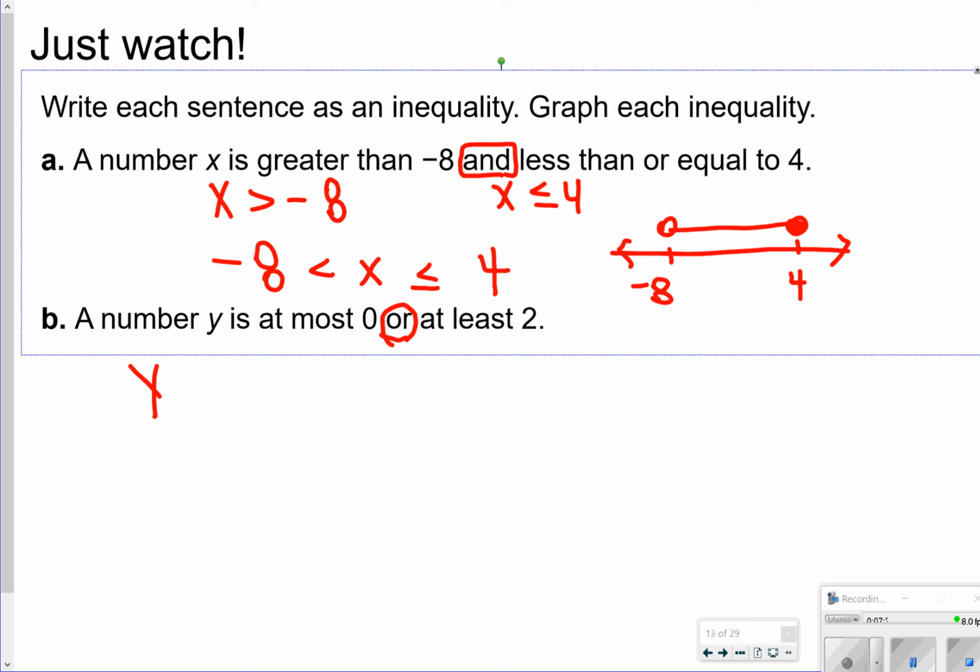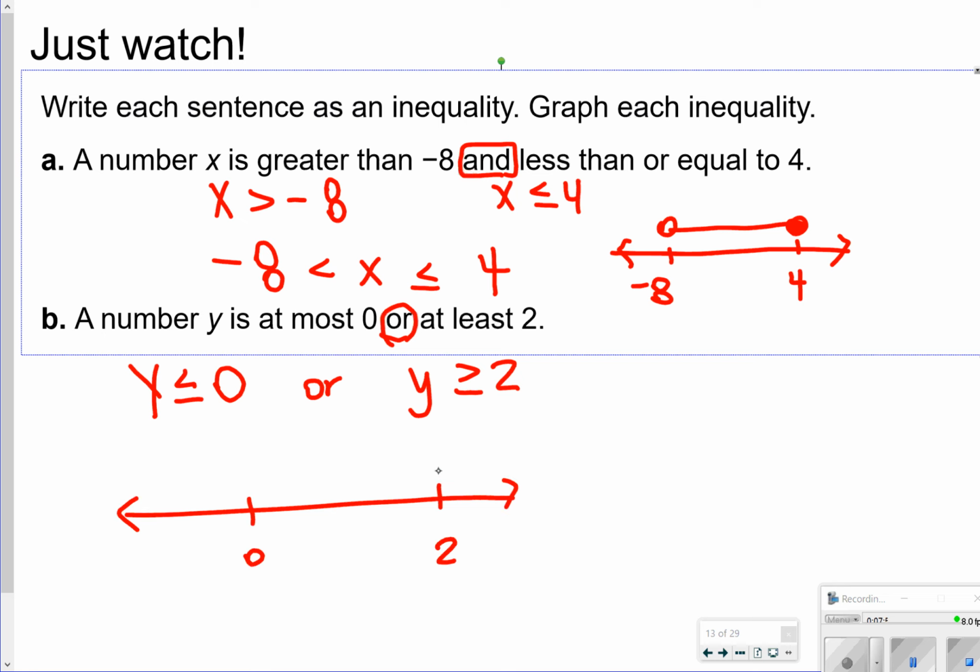Okay, for this one, letter B, notice it's or. So y is at most 0, that just means less than or equal to 0, or at least 2. Y is greater than or equal to 2. On your number line here, here's 0, here's 2. Greater than or equal to 2 would be a closed circle pointing right. Less than or equal to 0, closed circle pointing left.